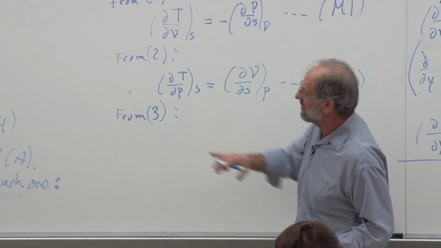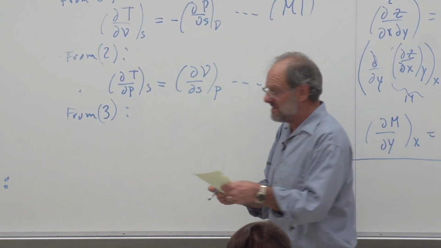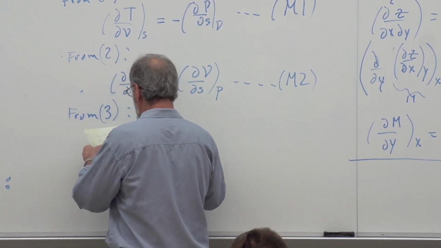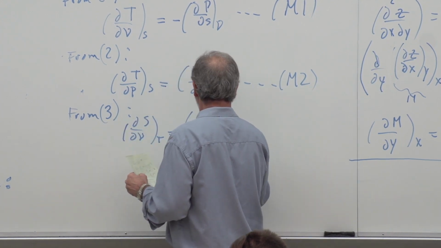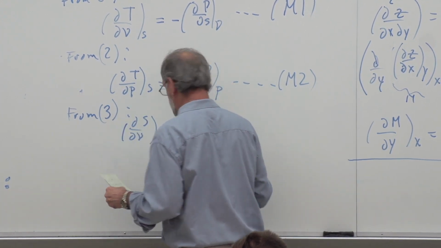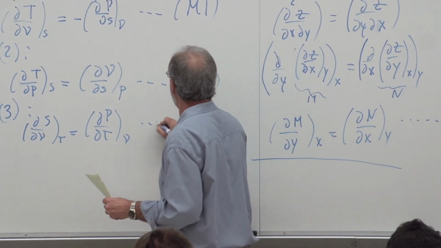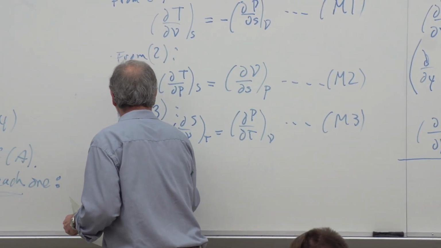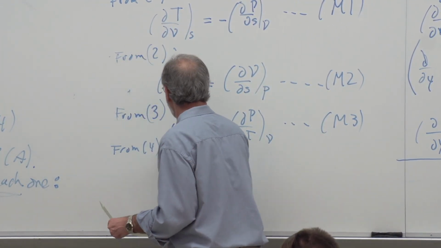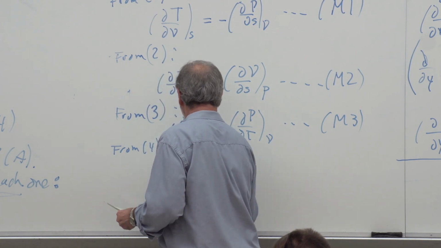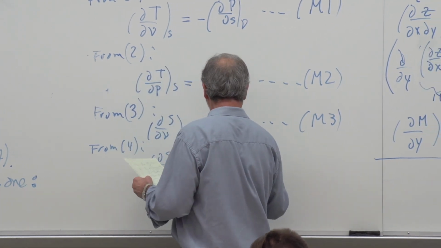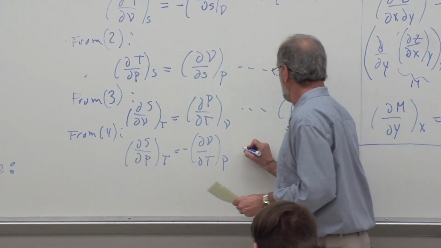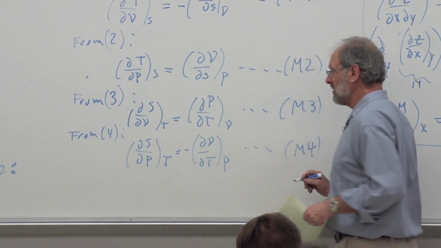Now, let's go to the third equation. And that was the one based on our Helmholtz function. And again, we're just going to write it in the same way. So this one is going to be del S del V at constant T equals del P del T at constant V. All right, so this one will be our third Maxwell relation. And then last but not least, from our Gibbs function equation, we end up with del S del P at constant T equals minus del V del T at constant P. So this is the fourth Maxwell relation.